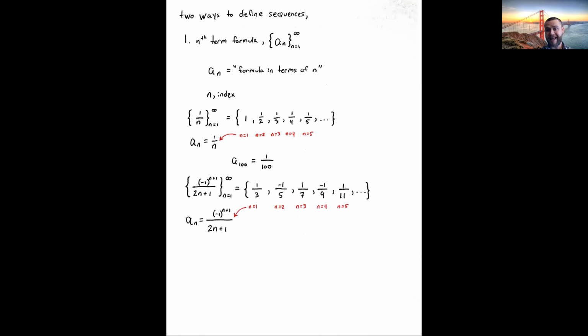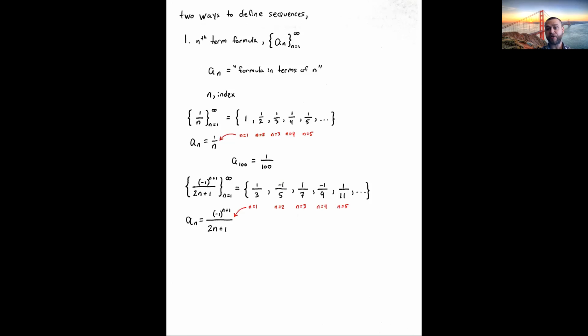The next one, where n is 2, notice now you get -1 to the third power, which is going to be -1. And in your denominator, you'll have 2 times 2 plus 1, which is 5. And you can probably see the pattern here.